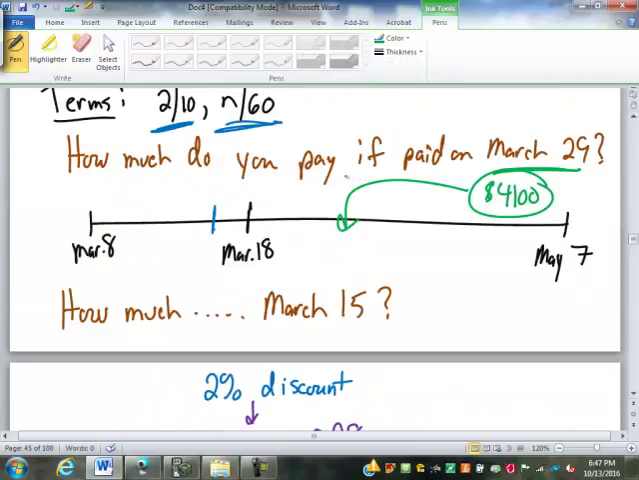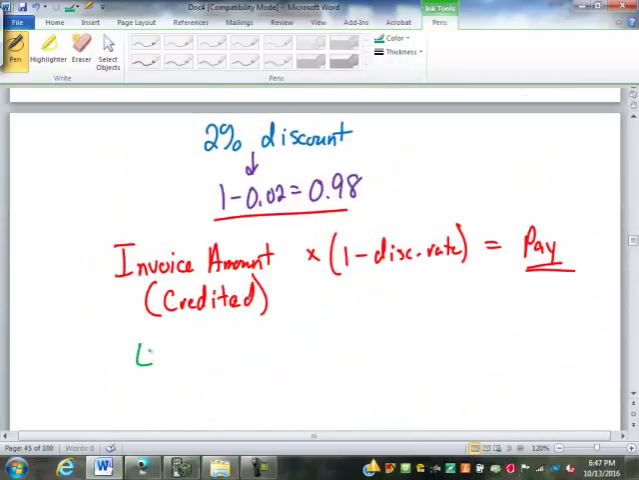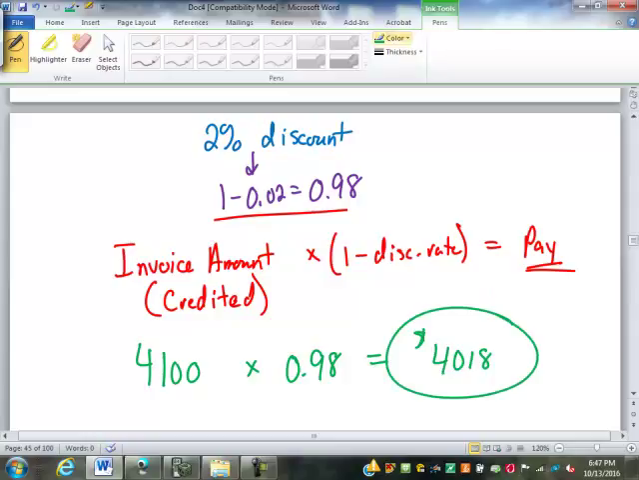So for this one, it was $4,100 times 1 minus the 2% discount, which is 98% or 0.98. Means we are going to pay $4,018. Does that look right? Perfect. Any questions?